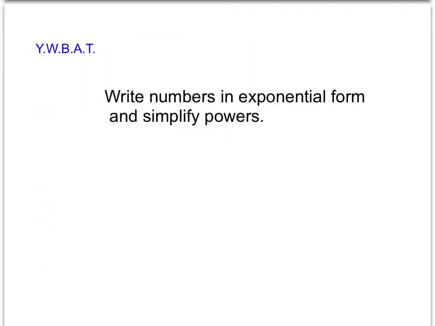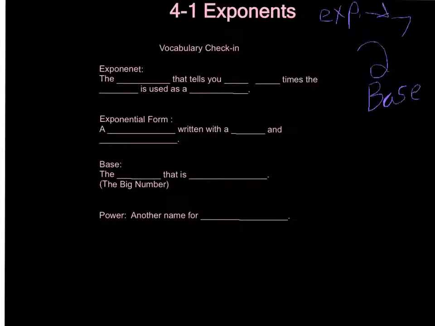The objective of this lesson is that you'll be able to write numbers in exponential form and then simplify powers. Well, let's do some vocab to start with. I drew over here an example. You'll see on the next page I did 2 to the 7th power. The 2 is the base. The 7 is called the exponent. So let's write this down.